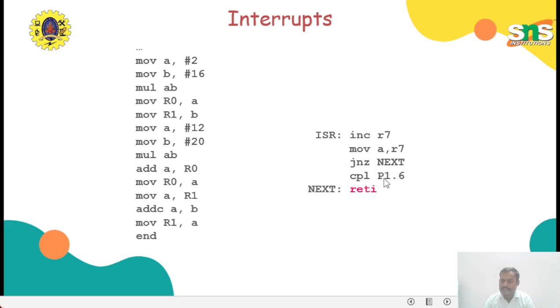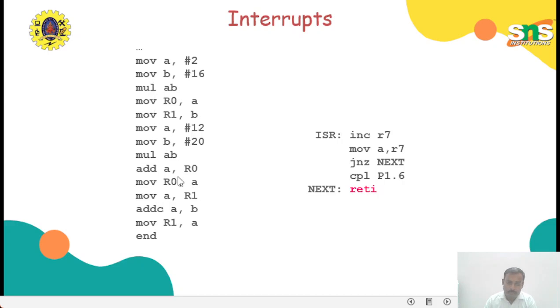Here we may connect some LEDs or some lights. Once this line is executed, it complements that particular line. So if the light is already on, it becomes off; if already off, it becomes on. Again, if it is non-zero, it goes to next, and that will be RETI, return from interrupt. If it is zero, it will execute this CPL P1.6. Again it comes to this return, because there is no other loop available. Once we have this return instruction, it goes back to where it was called.